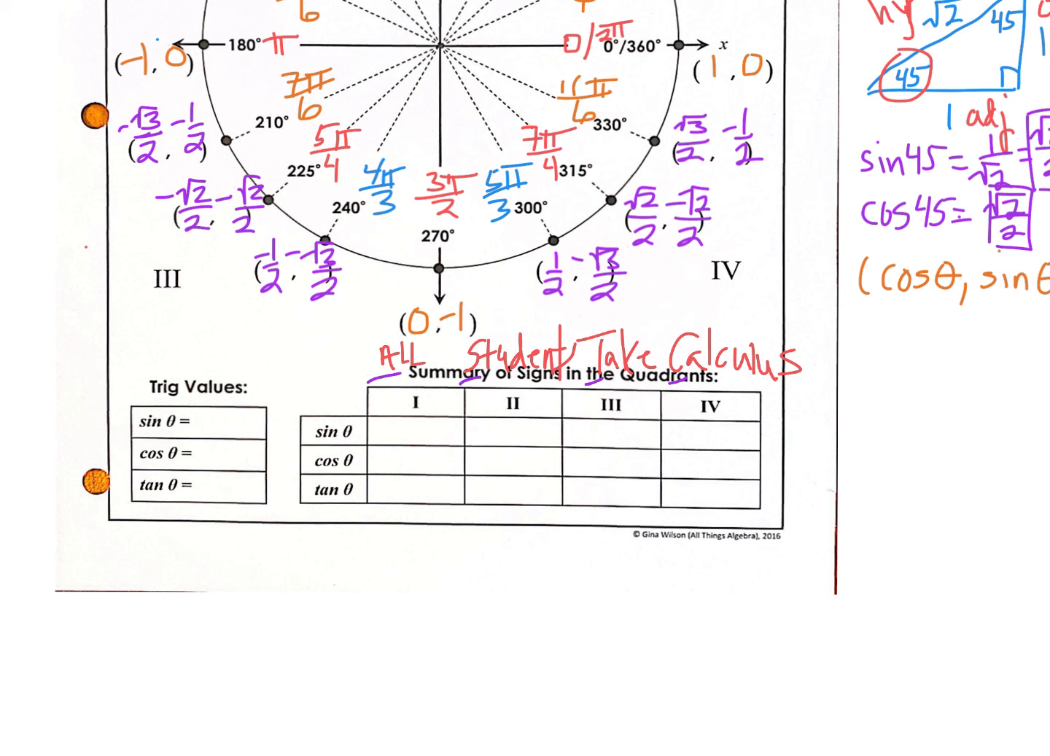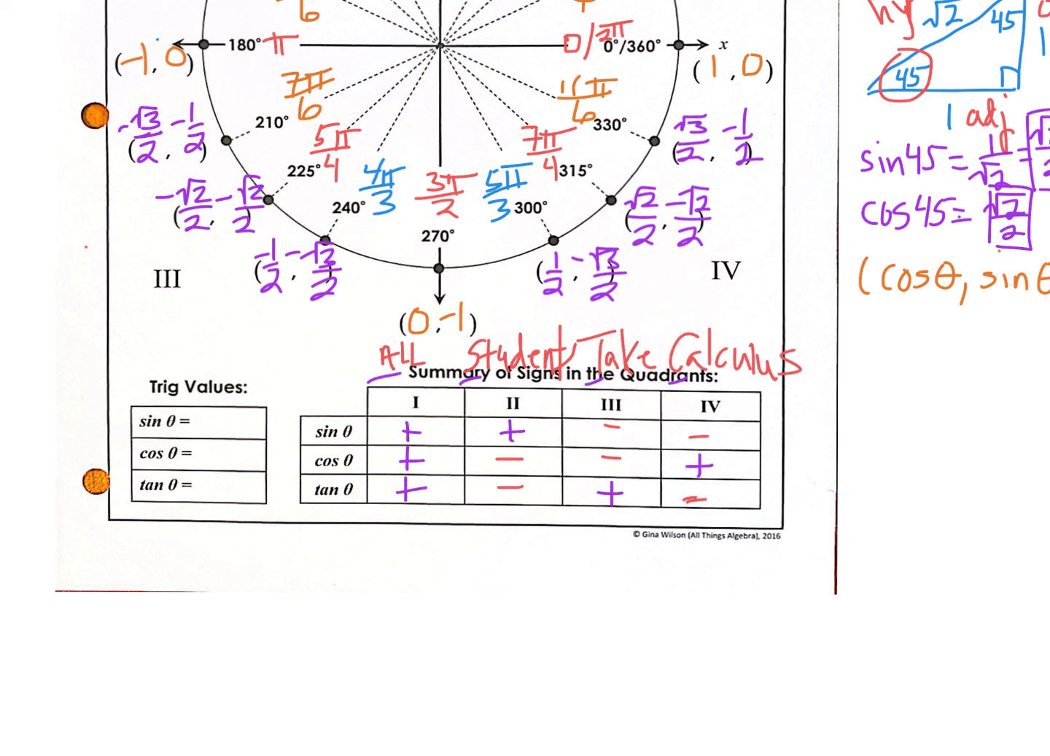So if all are positive in quadrant 1, then all of these are positive. None are negative in quadrant 1. In quadrant 2, only sine is positive, so the rest are negative. In quadrant 3, only tangent is positive, so the rest are negative. And in quadrant 4, only cosine is positive, and so the rest are negative. So you will be expected to determine that as well.